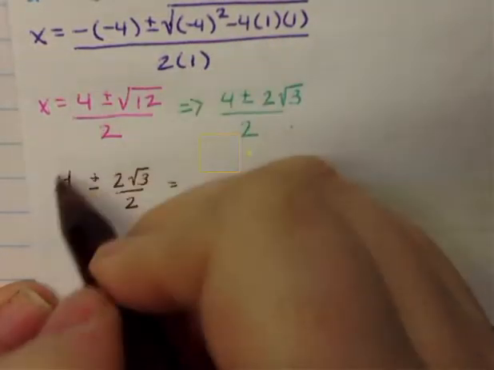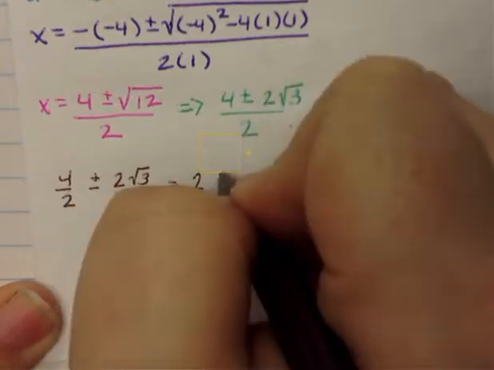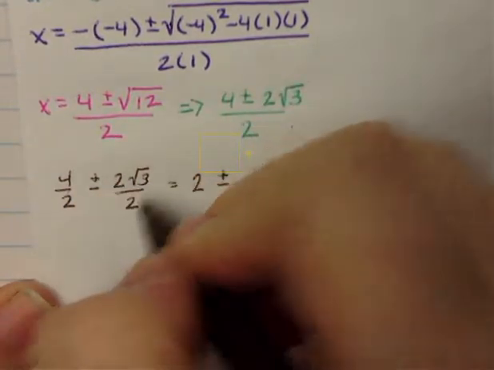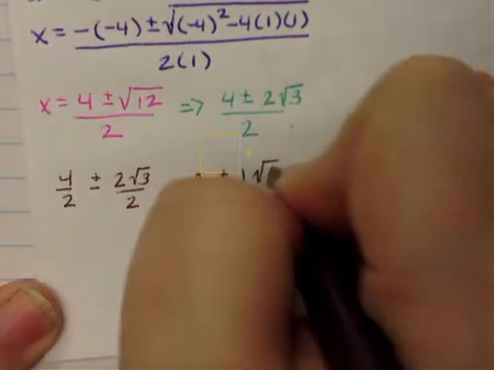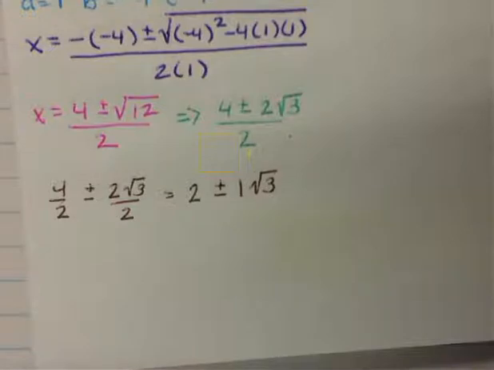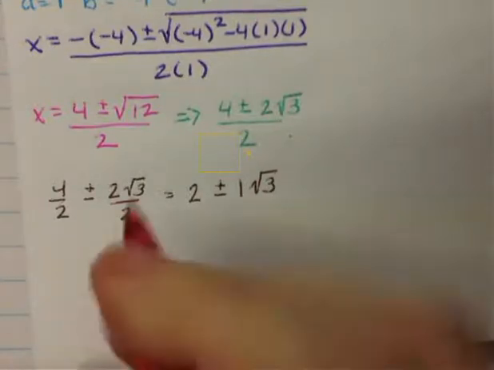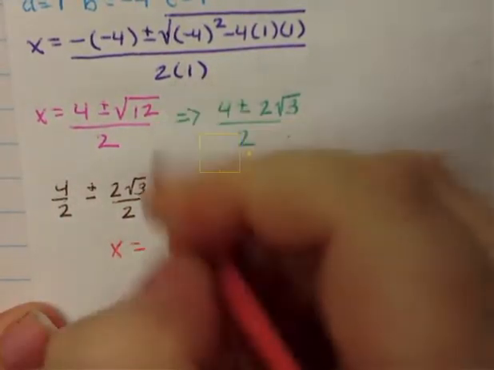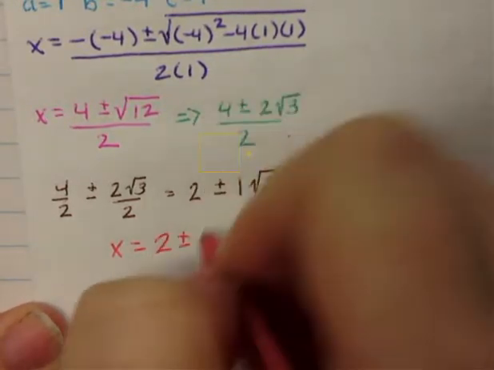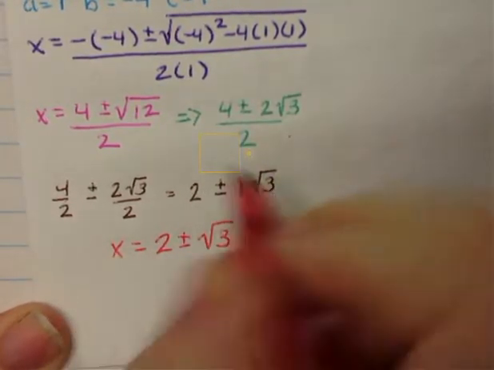So this will be 4 over 2 is 2 plus or minus. We're going to have the square root of 3 still, but it's 2 divided by 2 is 1. And then we have the square root of 3 because the square root of 3 will stay. This cannot simplify any further. So our final answer will be x equals 2 plus or minus, and then it's just 1 square root of 3, which is just the square root of 3.